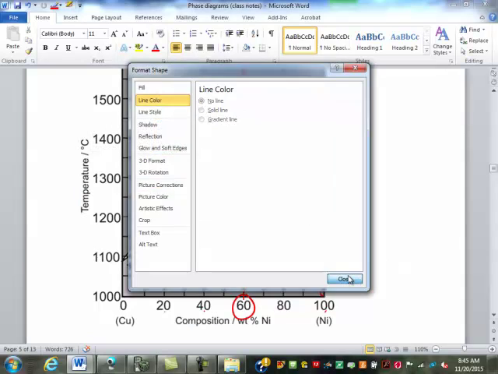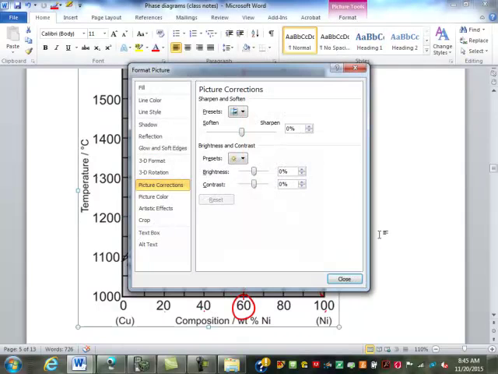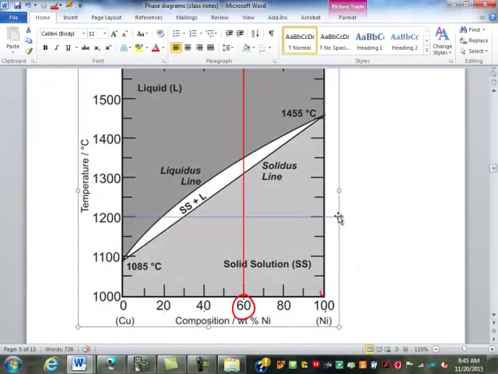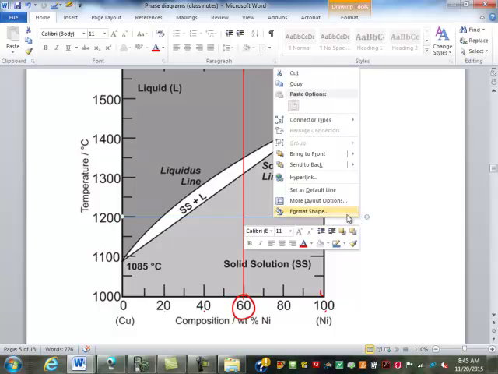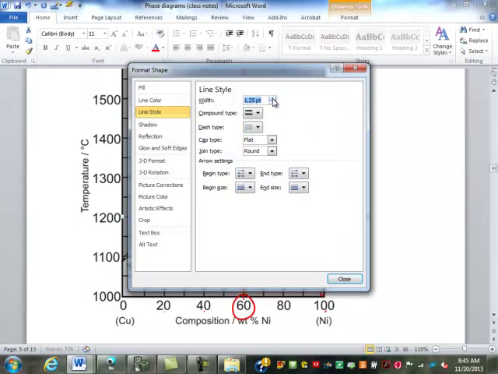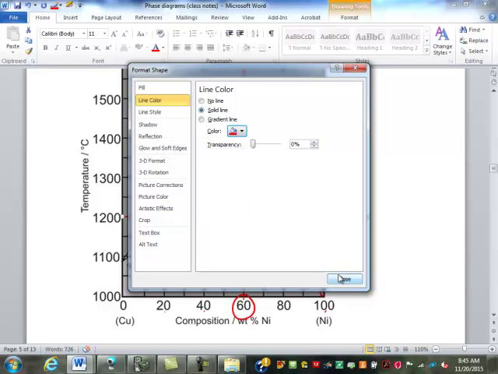That's wrong. Grabbed the wrong thing. I'm going to have to do this. I'm going to stretch this outside the picture, that way it's easier. There. Now I know I'm getting the line.